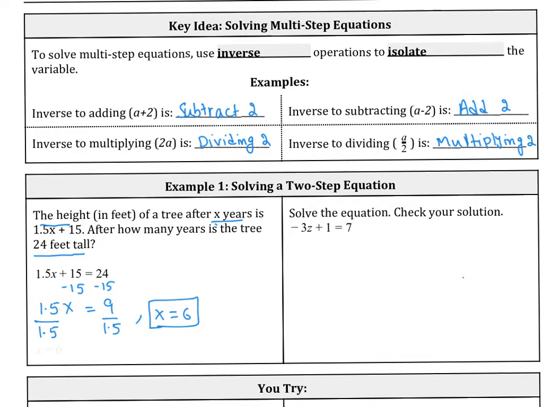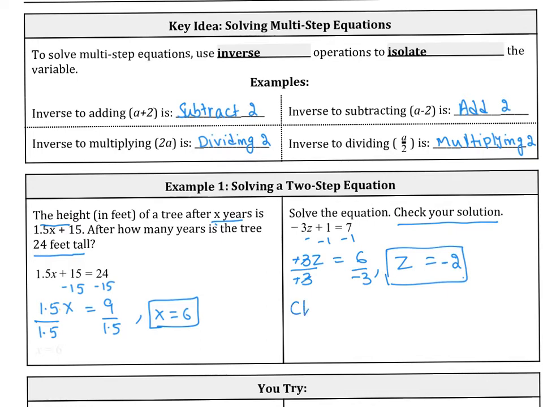Now the next example is to solve the equation and check your solutions. When solving this equation, you're going to isolate z. To isolate z, you subtract 1 on both sides. That's your first step. Then you divide by -3 on both sides. Because the 3 and 3 cancel, and the negative and negative cancel, z equals -2.